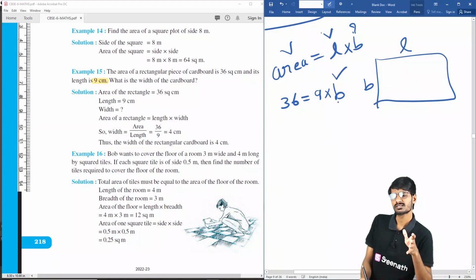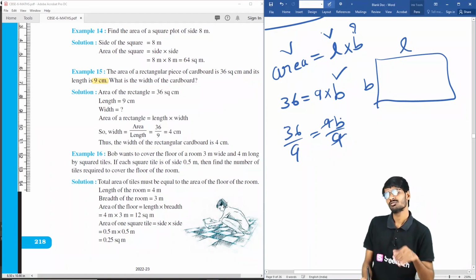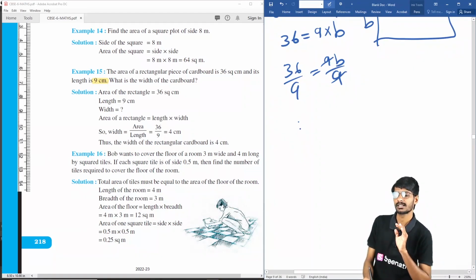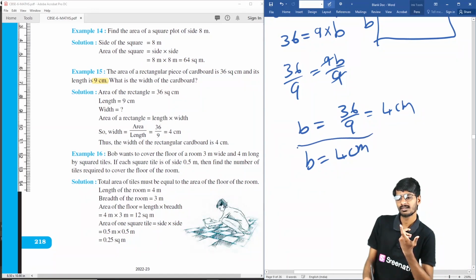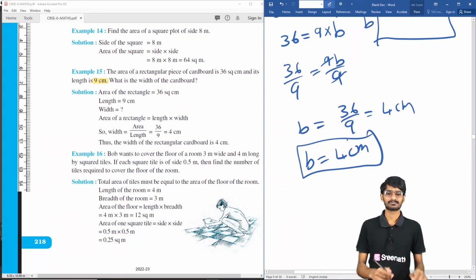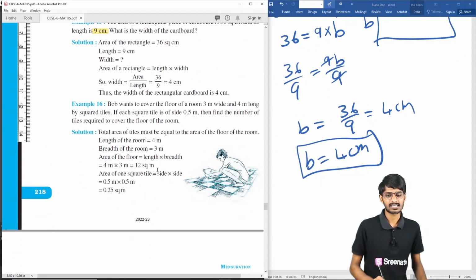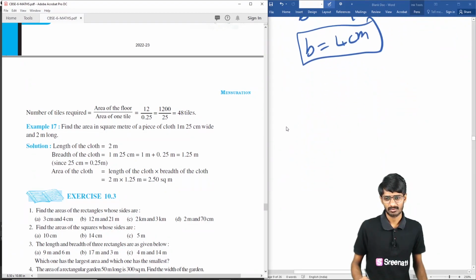How can we get this? Divide both sides by 9. So 36 by 9 is equal to 9B by 9. The 9s cancel, so you will get B on that side. B is equal to 36 by 9, which is nothing but 4 centimeters. So simply, the breadth is 4 centimeters. Like that you have to find out, students. Okay, so simple. Next is the 16th example. You will do it, students. I will explain the 17th one.